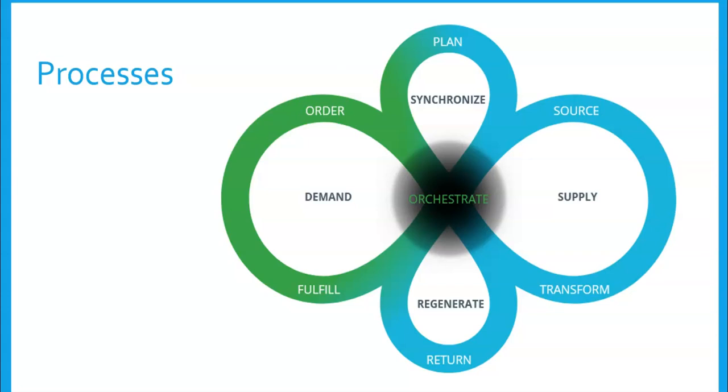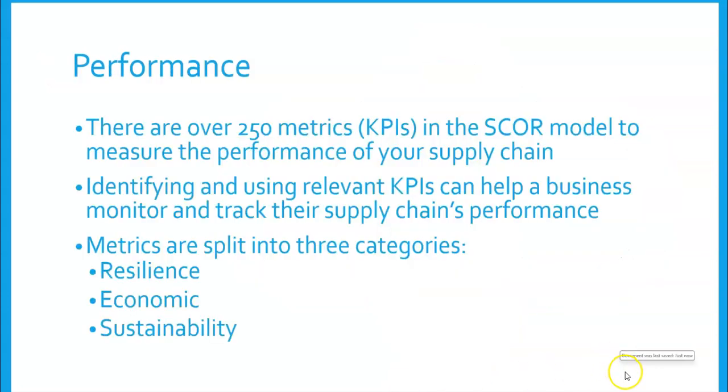The performance section contains metrics. There are over 215 metrics or key performance indicators in the SCOR model. Companies can customize the KPIs that are relevant to their business. We know that identifying and using relevant KPIs helps a business track, monitor, and ultimately improve their supply chain's performance. Metrics in the SCOR model are split into 3 categories: resilience, economic, and sustainability.